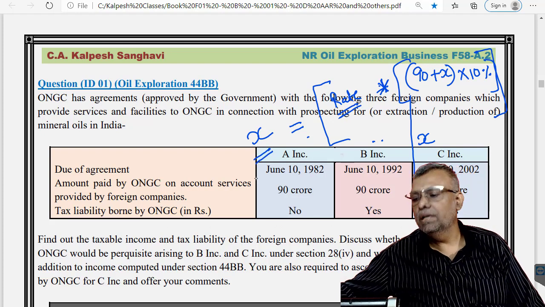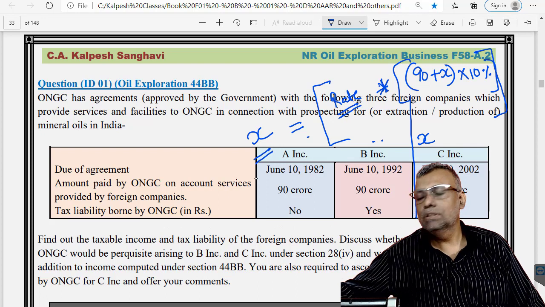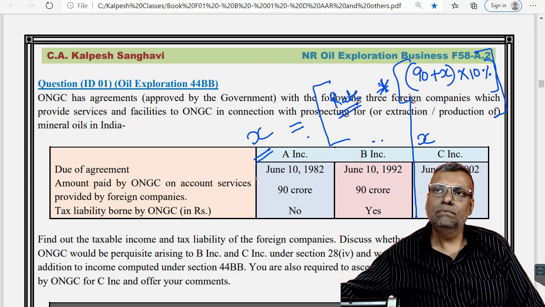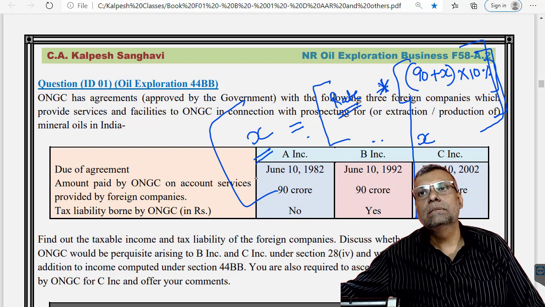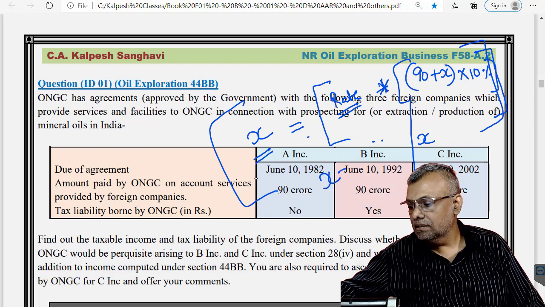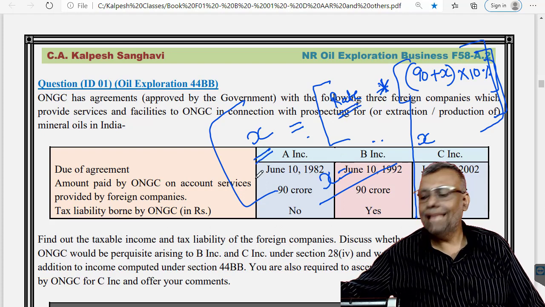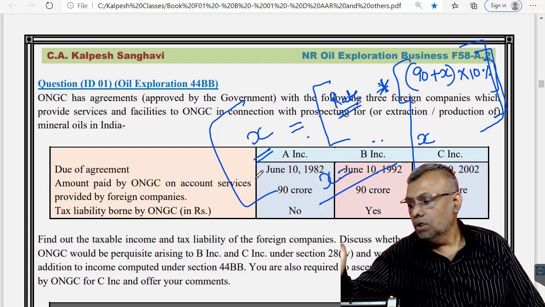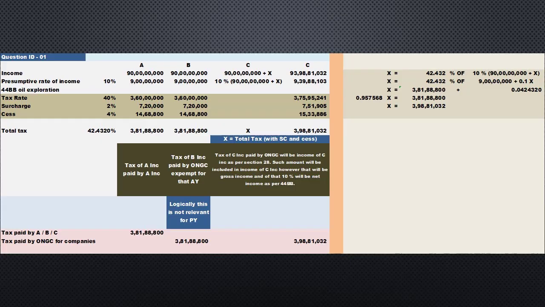So my tax liability X is equal to tax rate multiplied by 90 plus X, which is my gross income, multiplied by 10%, that is my presumptive tax rate. This equation, when I solve, X is equal to this, okay? I will solve the X mathematically and get the amount of the tax liability, and that much is the amount of taxes which is to be paid by the ONGC to the government. Absolutely clear? Now, you just have to solve the equation.